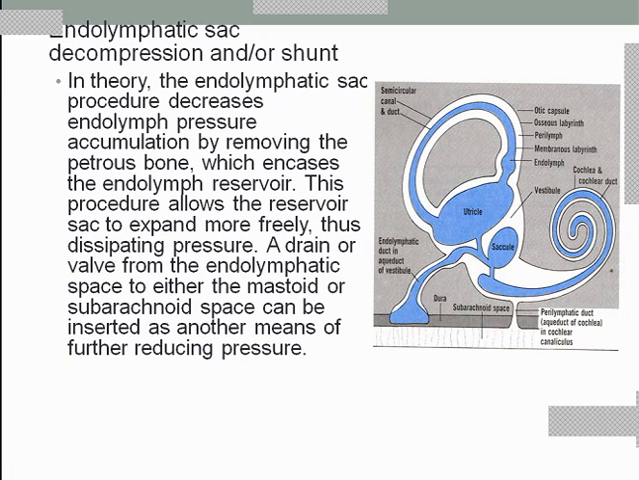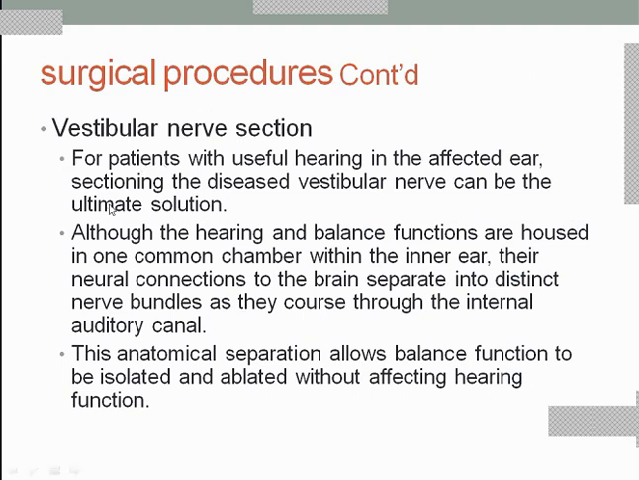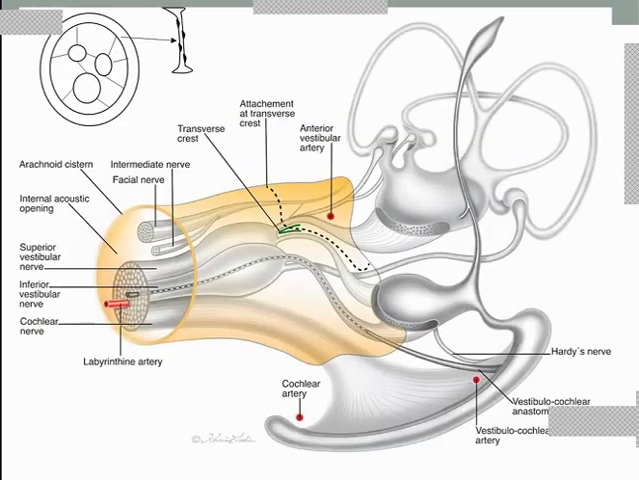Coming to destructive surgeries, vestibular nerve section. This is reserved for patients in which the hearing of the affected ear is good, and we have to dissect the vestibular nerve. As you know, the vestibular nerve is a part of the eighth nerve. So this is the vestibulocochlear nerve. It has two parts, the vestibular part and the cochlear part. The cochlear part is for hearing. So we have to conserve that cochlear part because hearing is good in this particular patient.